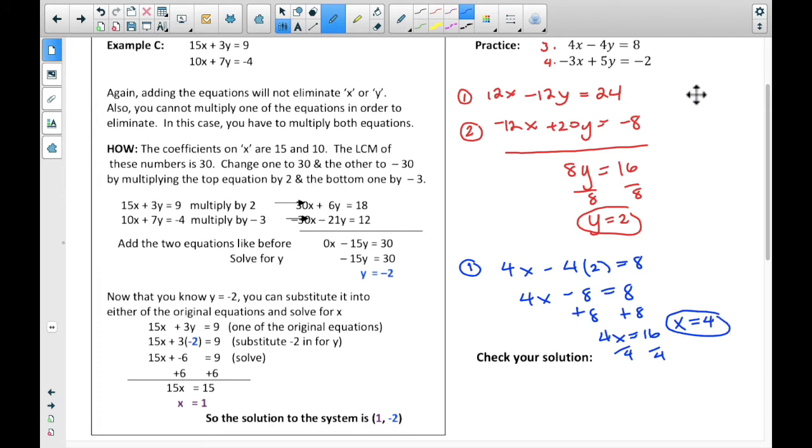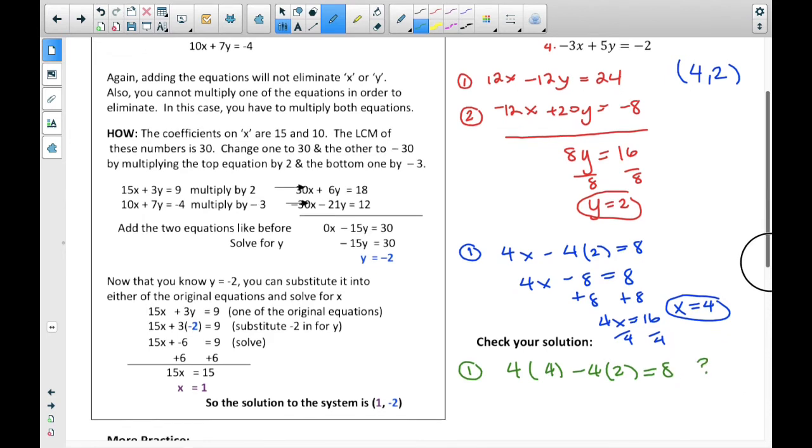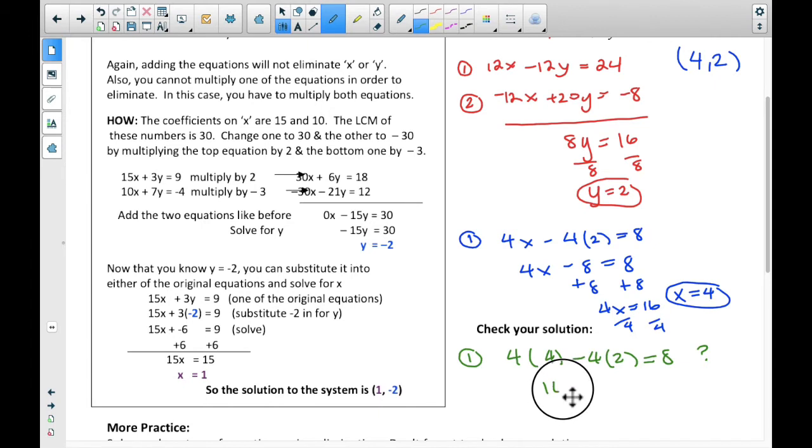Okay, so my final answer, if I use the elimination method here or any method, I will get the answer (4, 2). Remember, 4 is the x, it goes first, 2 is the y, it goes second. But of course I do have to check my answer. So in the top equation, I would get 4 times x, which is 4, minus 4 times 2 is equal to 8. And I'm just asking myself a question, does that equal 8? So that's going to be 16 minus 8 equals 8. Yes, it does work in the top equation.